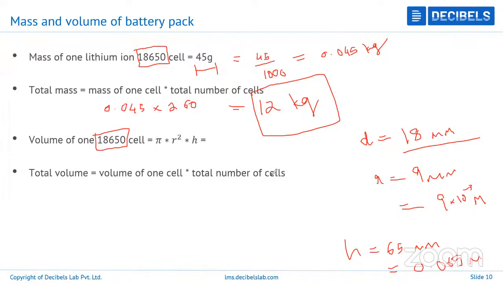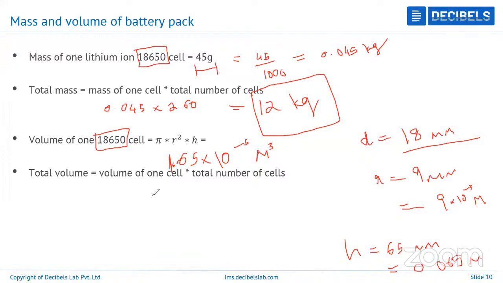So just go ahead and multiply pi r squared into h. So pi into 9 into 10 raised to minus 3 squared into 0.065. Okay, so you should get a volume of 1.65 into 10 raised to minus 5 meter cube. So this is the volume in meter cube for one cell, right? If you were to find it for the total number of cells, it would then just be 260 into the answer you have derived till now.